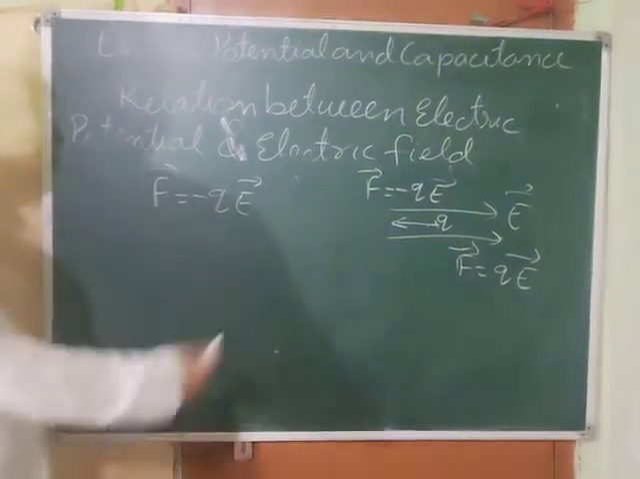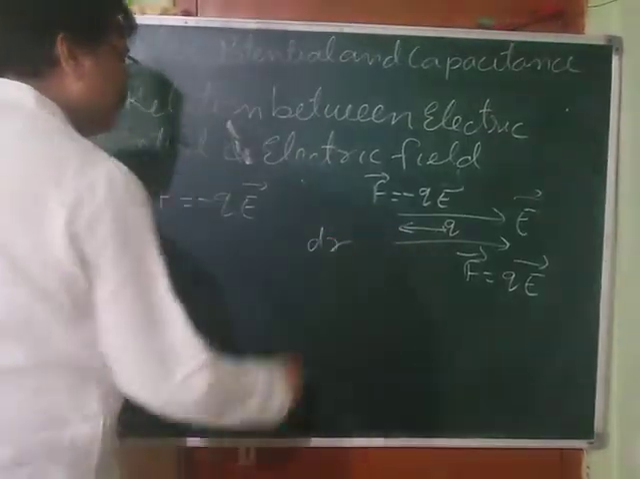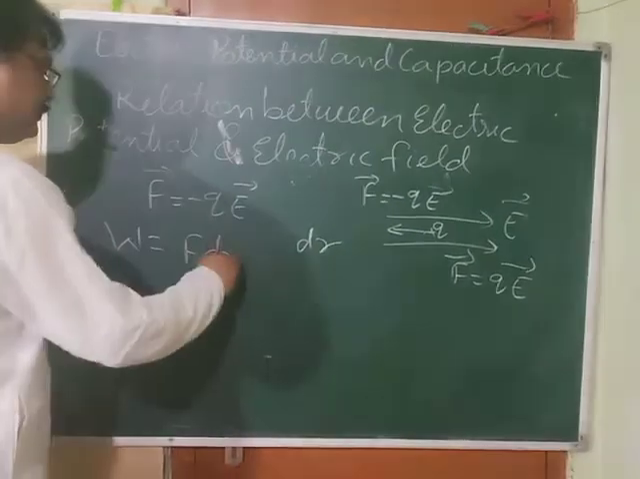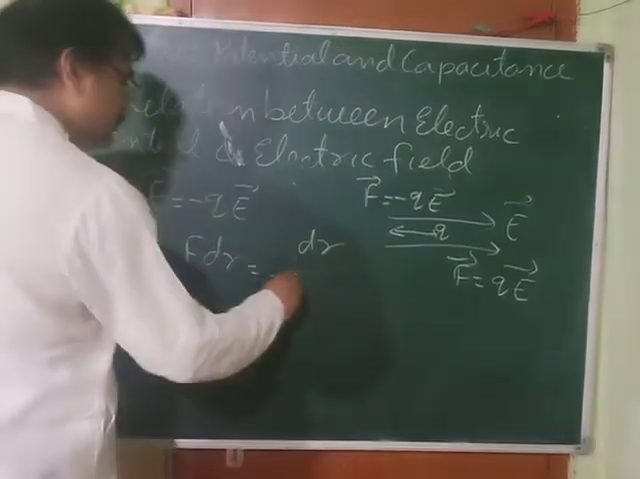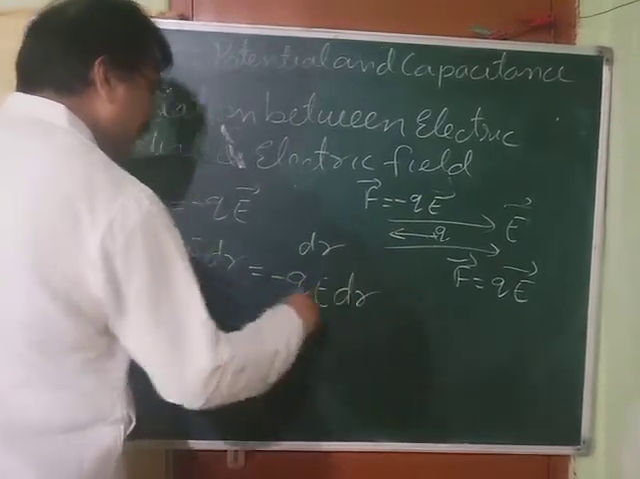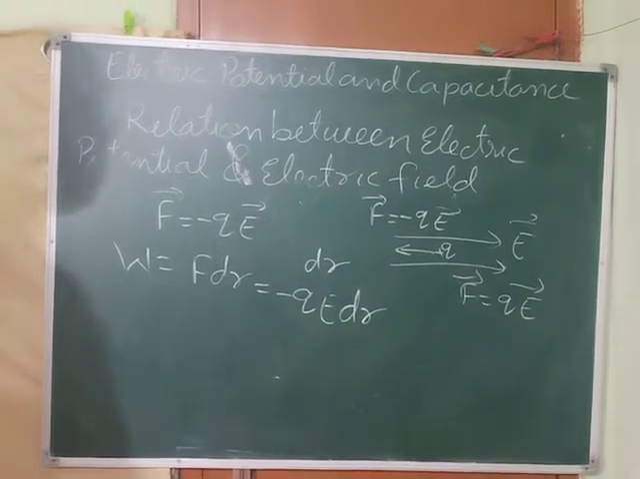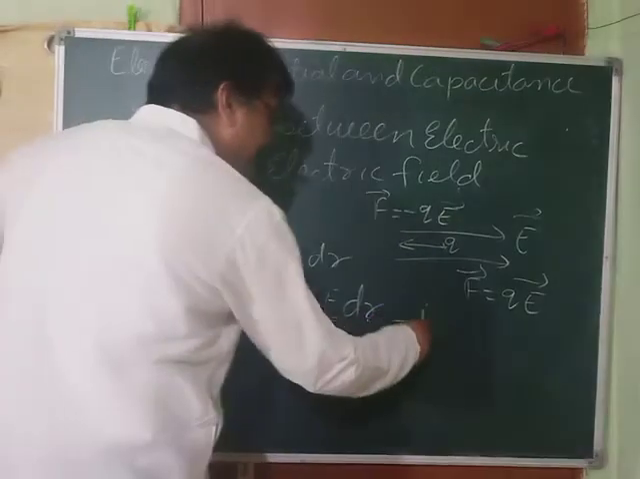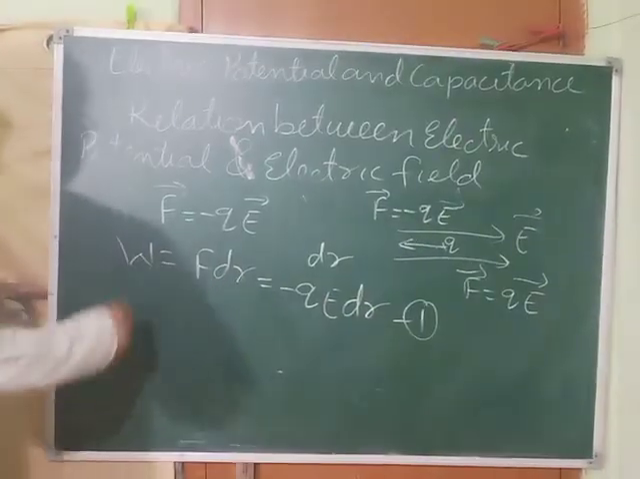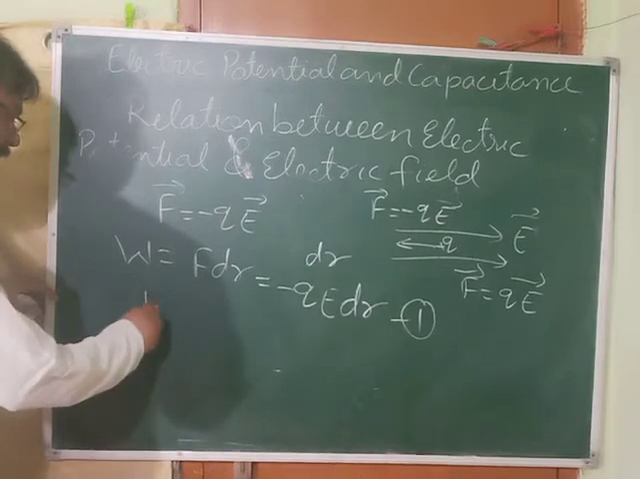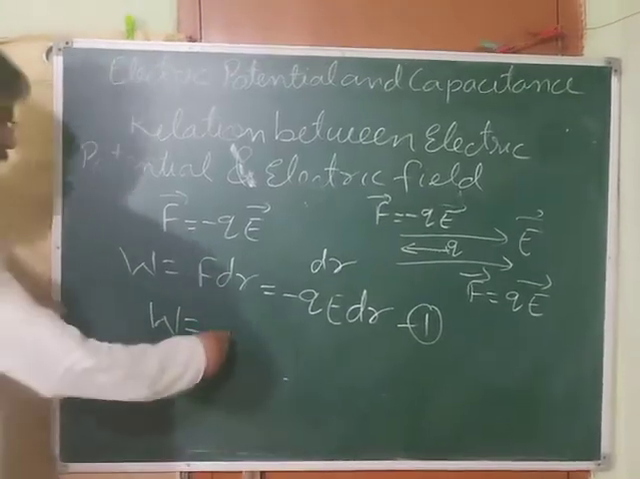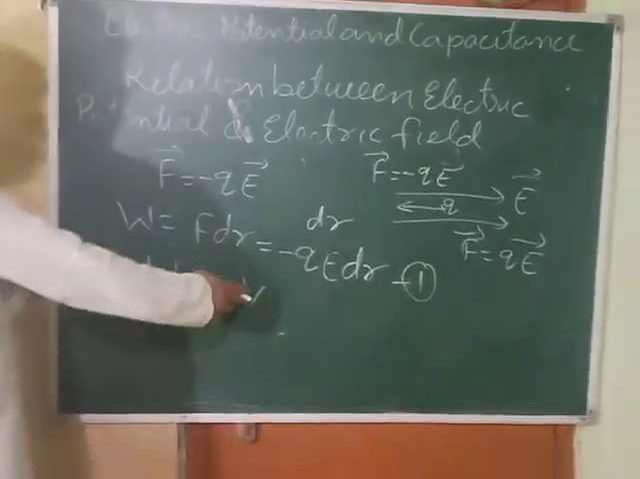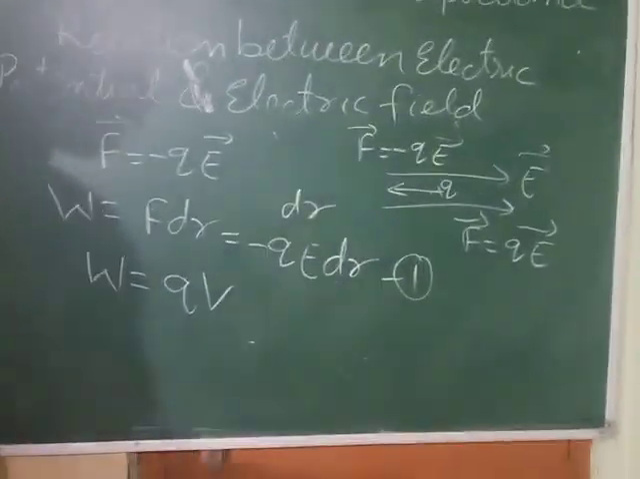Now, suppose you are moving it by a distance dr. Then what is the work done? Work done is F dr, and that is equals to minus QE dr. Okay, this is the work done. This is our equation 1. But we also know, work done is equals to Q into V, where V is the potential difference from class 10.